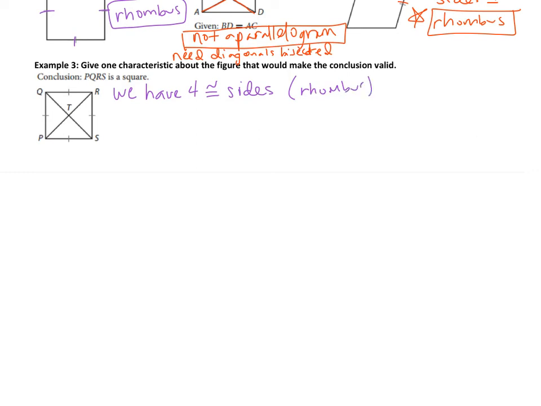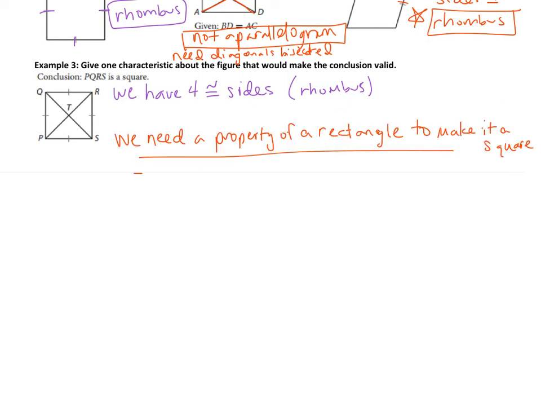But remember, if we need it to be a square, it also needs to be a rectangle. But we do not know anything about the diagonals, or if the sides are parallel to each other, or anything else that would make it a rectangle. So we need some type of property of a rectangle to show that this is going to be a square, because if we say it's a rectangle, and we've already explained that it's a rhombus, then it will be a square as well. One property we could say is that the diagonals need to be congruent to each other. In our picture, that would be QS is congruent to PR.